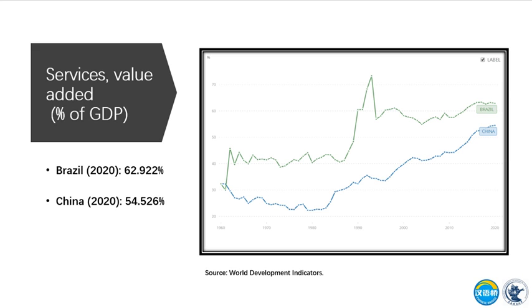So you can see both China and Brazil have different industry structures. Then they also have different growth rates, right?